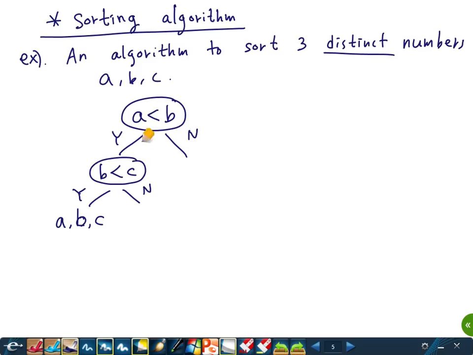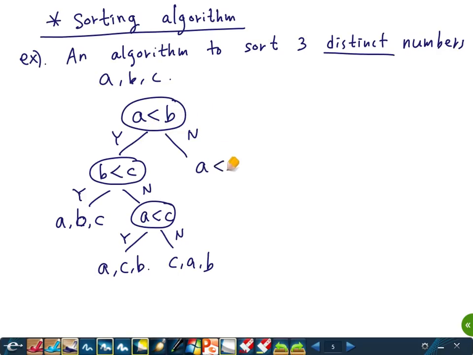We have to compare C and A in this case. So is A bigger than C? We ask this question, and the answer would be yes or no. If it's yes, that means A is the smallest, C is the second smallest, B is the largest. No means C is the smallest, and then A and B. And now we have finished it on this side, and here B is smaller than A. Let's compare A with C. Then the answer will be yes or no, right? If the answer is yes, A is smaller than C, and here, because the answer was no, B is smaller than A. So the sorted sequence will be B, A, C, right?